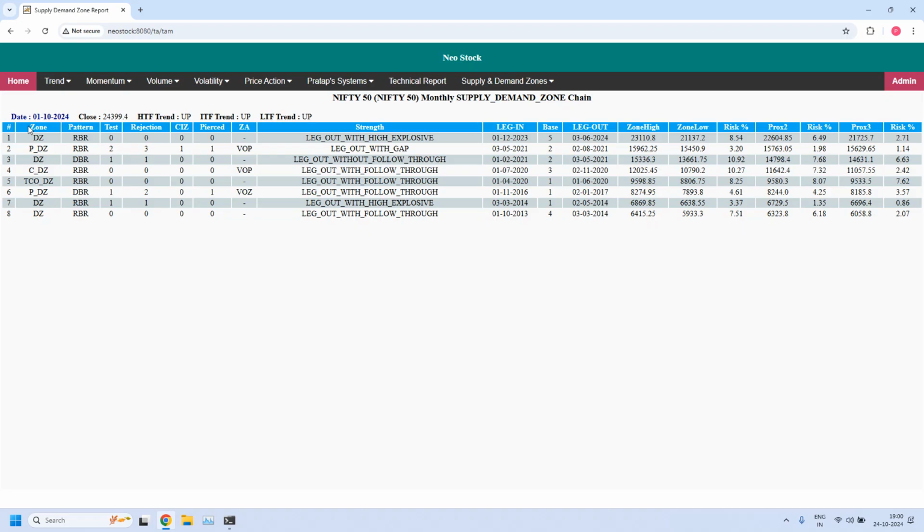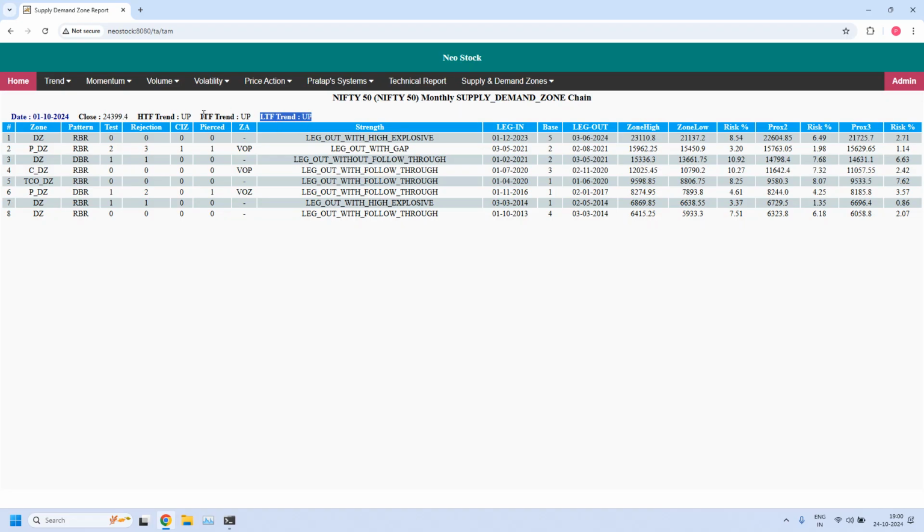Always look into the zone column to find the high liquidity zones. Always look into the pierced column to check whether any of the zones are pierced. If the pierced count is not 0, that is, the count is above 0, they are pierced zones. And always look into the LTF trend to find the trend of the current time frame you have selected. So here the monthly time frame is selected. Monthly trend is the LTF trend.